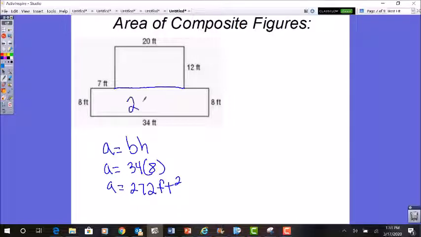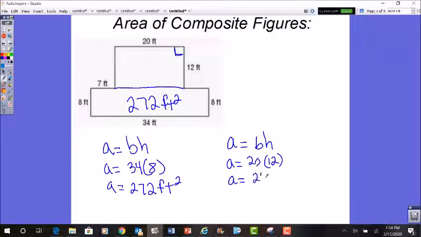All right, so I'm going to put that in here just as a reminder for myself, 272 feet squared. So now we need to come up with the area for the top one, and I'm going to look here. So here's a right angle where my height and base can meet. So for this top part here, we can do a base of 20 times a height of 12. So that would give me an area of 240 feet squared. So I'm going to put that in here.